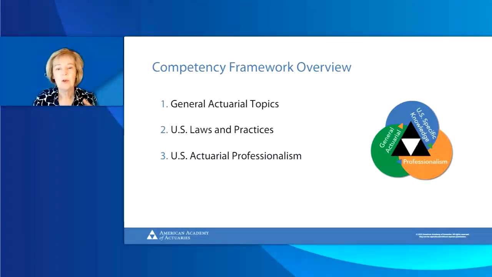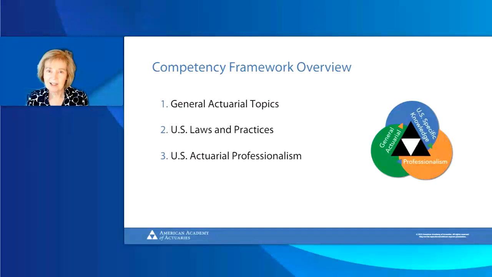It's divided into 3 major topics: general actuarial topics, US laws and regulations, and US professionalism. On the general actuarial topics section, for most people who've achieved associateship in the Casualty Actuarial Society or the Society of Actuaries, the vast majority of these topics will have been covered through the exam process. As the competency framework was being developed, we worked with both the CAS and the SOA to determine how their current associateship syllabi covered this portion of the competency framework.